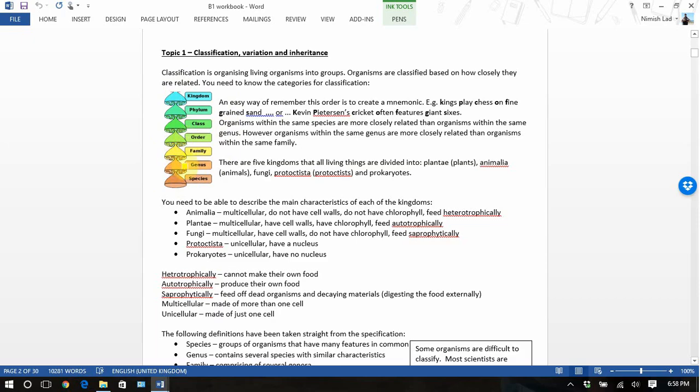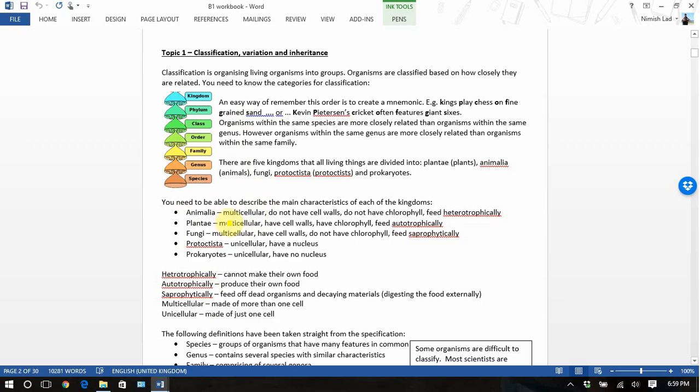So there are 5 kingdoms that we need to know about. In terms of kingdoms across the top, there are 5 main ones, and we need to know the features of each, the main characteristics. So we've got Plantae, Animalia, Fungi, Protista, and Prokaryotes. Animalia, or animals, have many cells. They generally don't have cell walls, don't need chlorophyll, and they feed heterotrophically. I'll go through the words heterotrophically, autotrophically and saprophytically in a second. Plants are again multicellular, but this time they do have cell walls, they have chlorophyll, and they feed autotrophically.